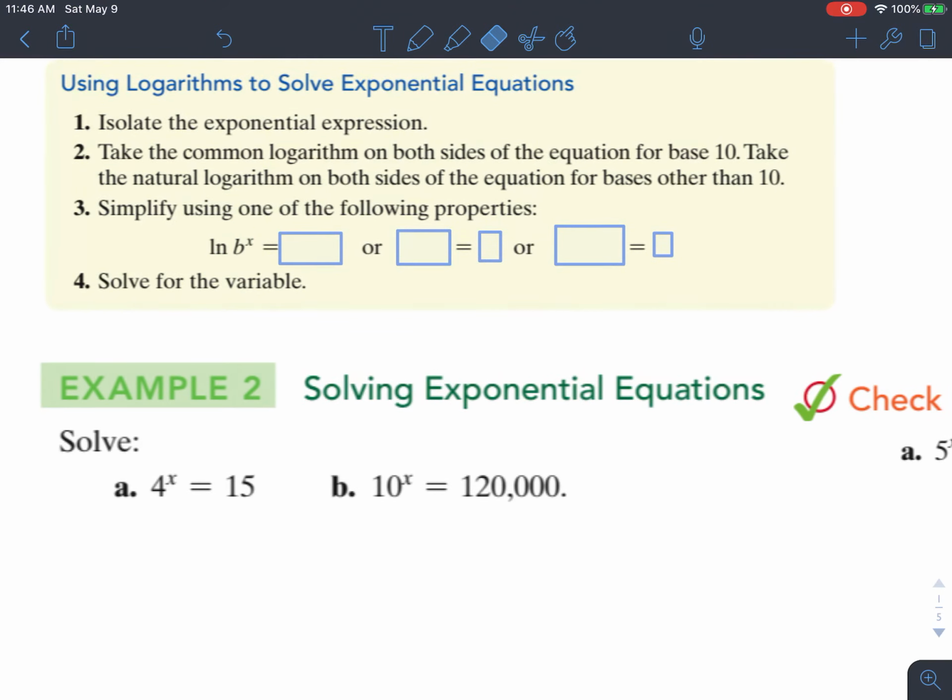So if you have ln of b to the x, that's going to equal x ln b, right? Because the exponent comes out front. That's what we practiced last week.